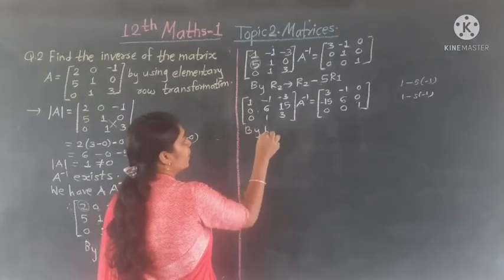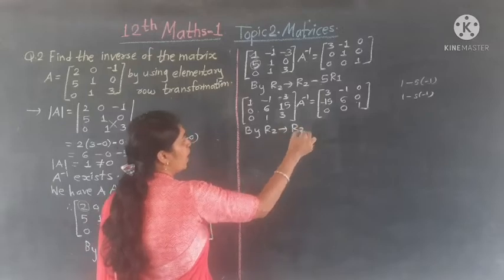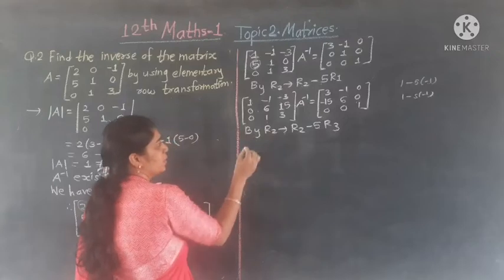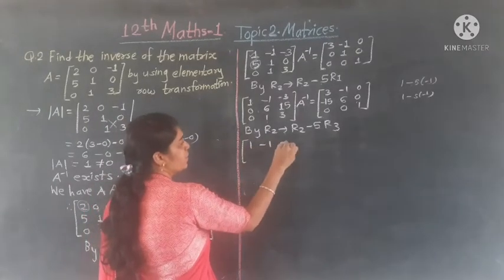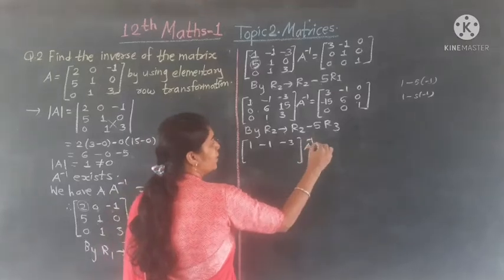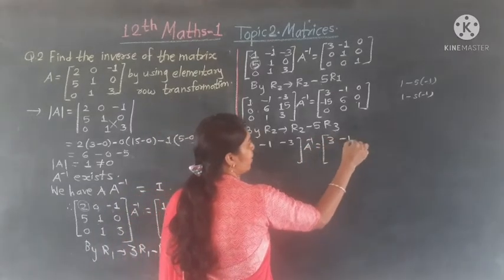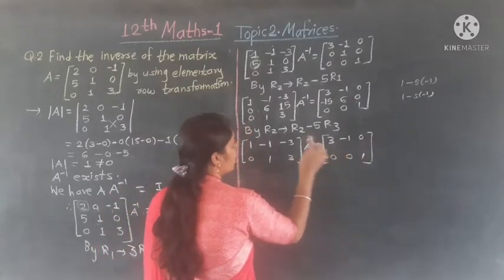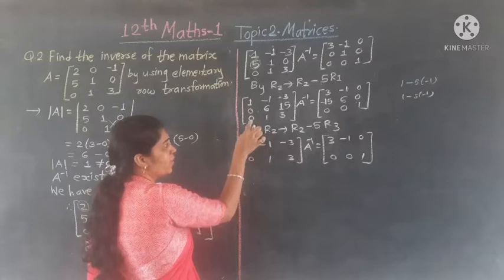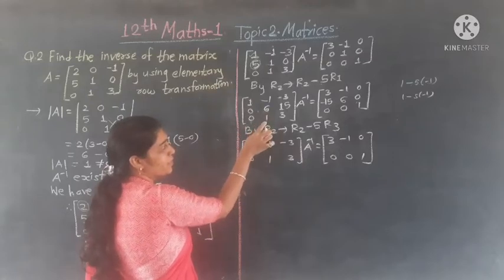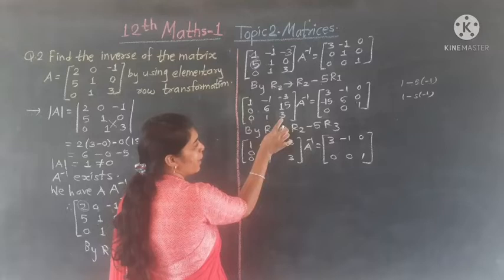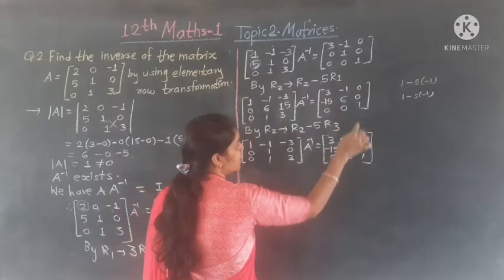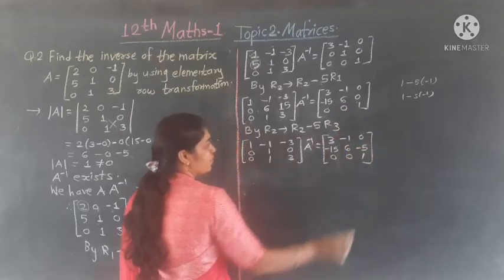Okay, so R2 changes to R2 minus 5 R3. What happens? 1 minus 1 minus 3 as it is. A inverse is equal to 3 minus 1 0 0 1 3 as it is, 0 0 1. What change to make in R2? R2 plus 5 R3: 0 6 minus 5 1, 15 minus 15 0 minus 15 as it is, 6 as it is, 0 minus 5 minus 5.